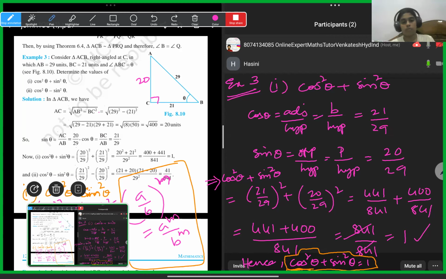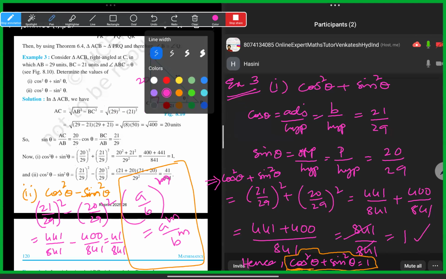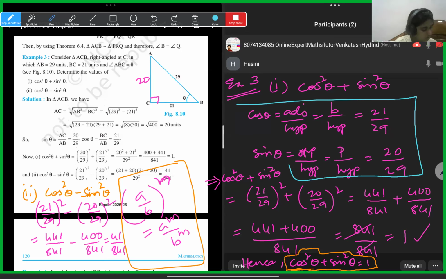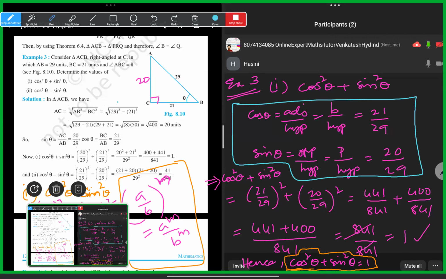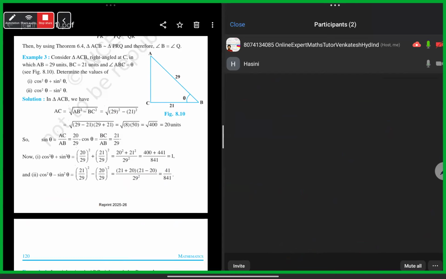No doubt, sir. Okay. Shall we go to the next question? Example 4. Actually, this cos theta, sin theta, whatever we got from the triangle, we used it in both of them. So that's why I continued here only. Stop doing something else. Yes. Example 4.